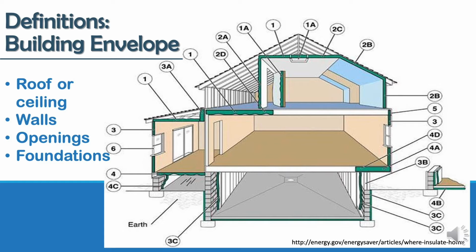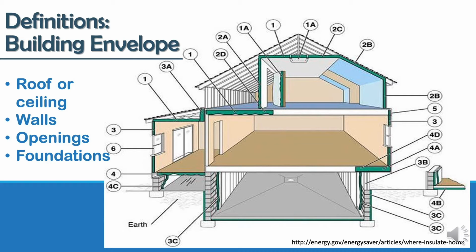So it includes our roof or ceiling. If we see in our second story, part of our roof is the same as the ceiling, where it's sloped to the right, and part of the ceiling is flat. Also, any walls that are between the inside and the outside, and any openings that are in those walls, such as doors and windows. And then, of course, the flooring that is part of our foundation if we have a basement, or the walls if we have a basement.